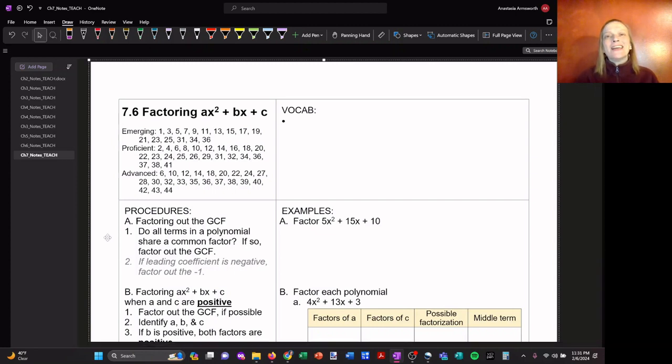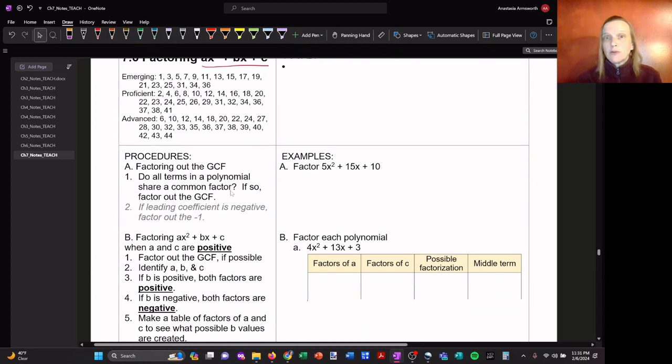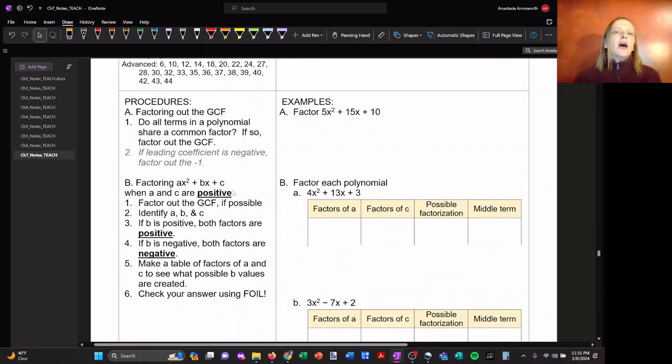Hi, folks. In this section, we're going to learn how to factor polynomials of the form ax squared plus bx plus c. Last time, we learned how to factor these polynomials where the leading coefficient was 1. This time, the leading coefficient is something other than 1. So we're going to learn a few different ways to handle this. And so let's look at the first possible method.